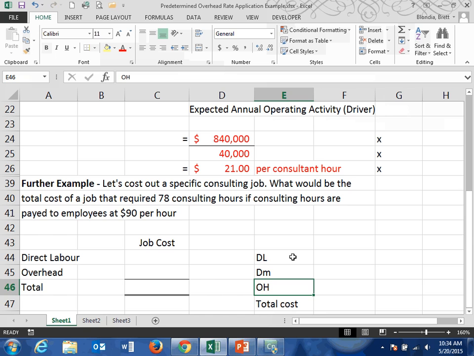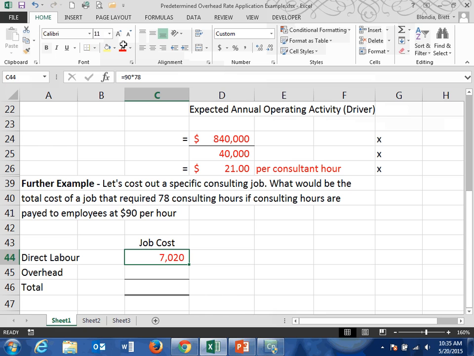Now, in this case here, I'm going to get rid of this. In this case, there's no materials, so we're only concerned with labor and overhead. So if I'm costing out a job, the first thing I need to do is come up with my direct labor. And we worked 78 hours on the job, and we pay our employees $90 per hour. So 78 hours times $90 an hour means that our direct labor cost is going to be $7,020 for this job.